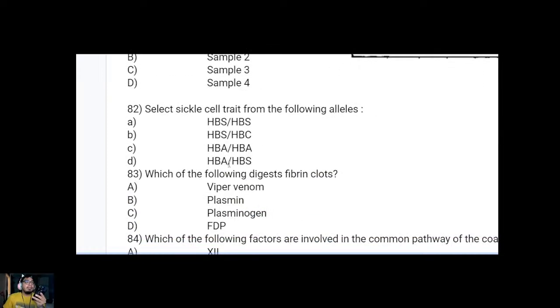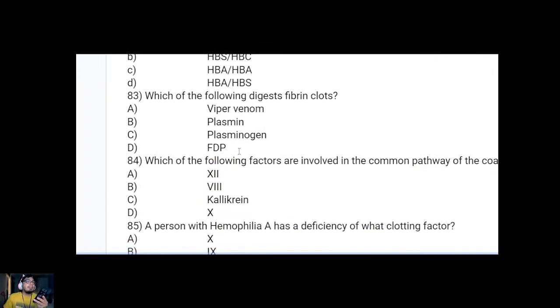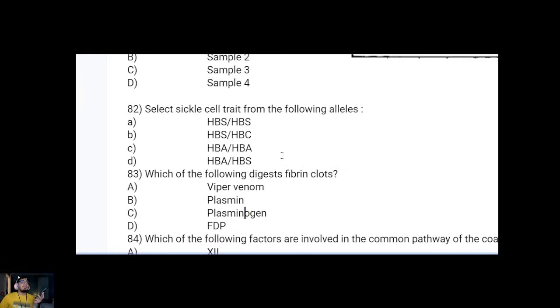82, wala na talaga. Okay, which of the following digests fibrin clots? Ang sabi nila, sabi ng consensus is plasminogen daw. Letter B, plasmin ang ginagamit. Plasminogen is the inactive form. Plasmin is the active form. Madaming sumagot ng plasminogen. Balik ako dun sa electrophoresis.